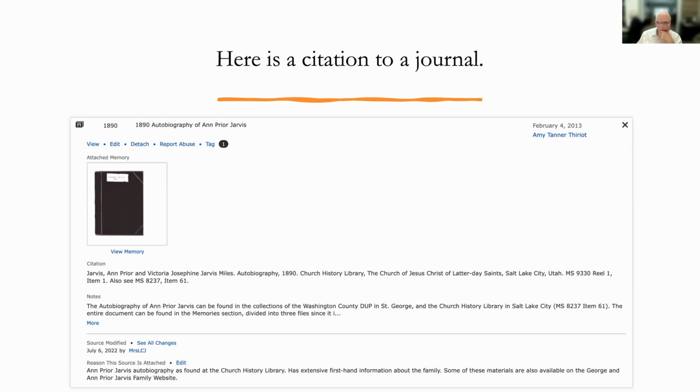So down below, you see that it starts out with the author, Jarvis, Ann Pryor, and Victoria Josephine Jarvis Miles, who apparently may have transcribed it or sat down and interviewed Ann Pryor for her autobiography. It's in the Church History Library. That's different than the Church Family History Library, and that's in Salt Lake City. And there's the address of it, and it tells you it's in Manuscripts 9330, Reel 1, Item 1, and also in Manuscripts 8237, Item 61. With that information, you can go straight to this document.